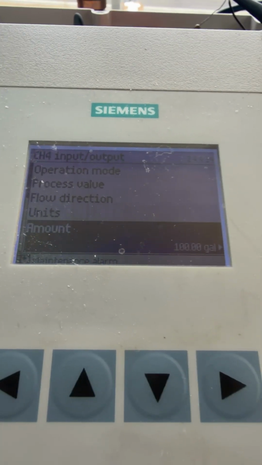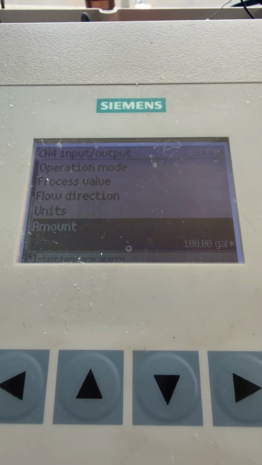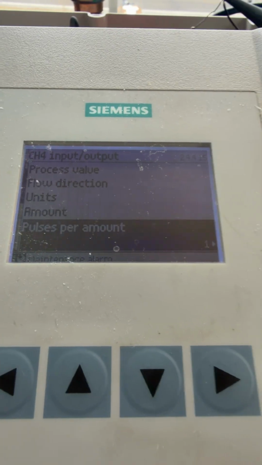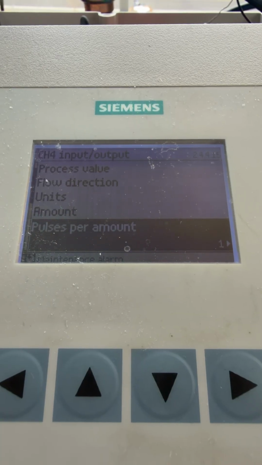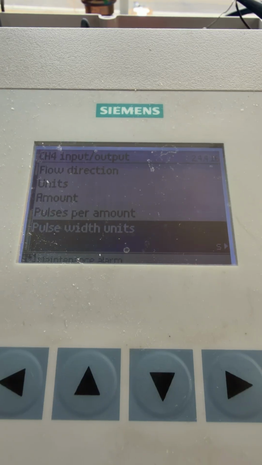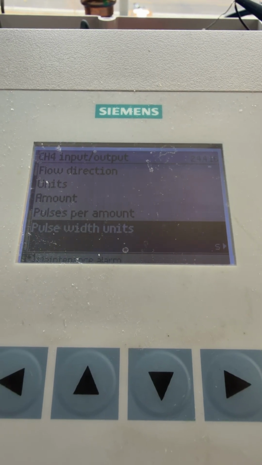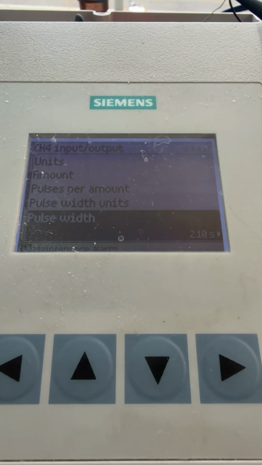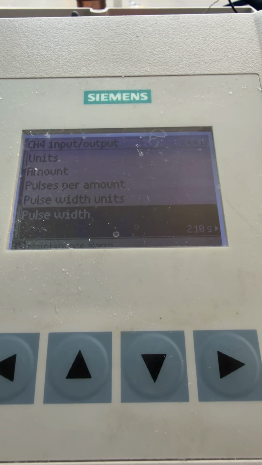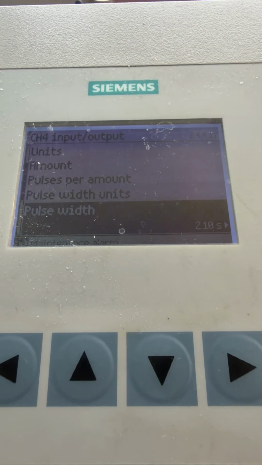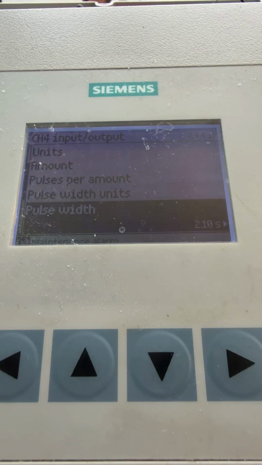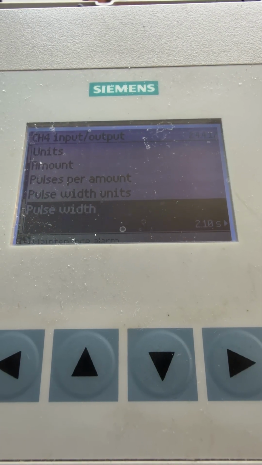Now the way I have this set, you'll only get a pulse every 100 gallons, but you could set this however you want. And I only want one pulse for each accumulation. My pulse width units will remain in seconds. Now my pulse width, just for this test, I set to a pretty big number. I set it for 2 seconds. It's actually set for 2.1 seconds. And that gives me enough time to see the transition when I do my simulation.